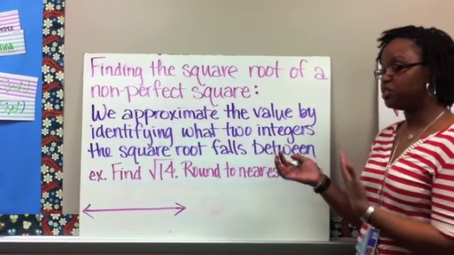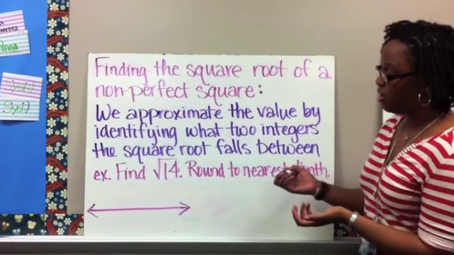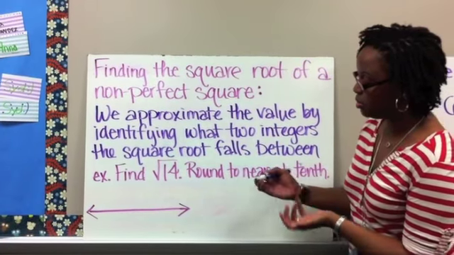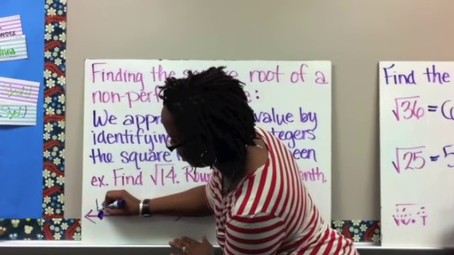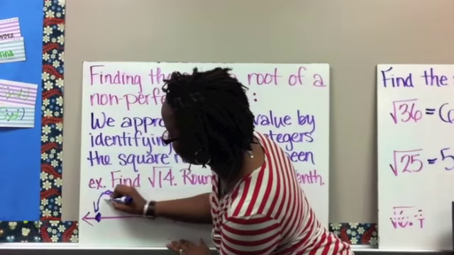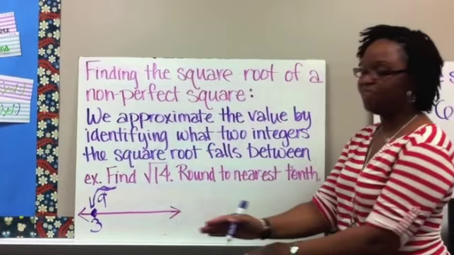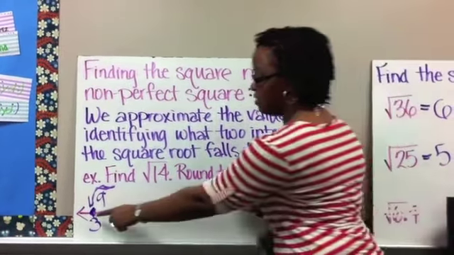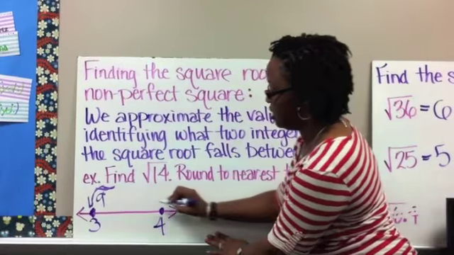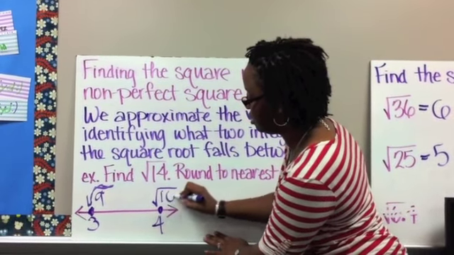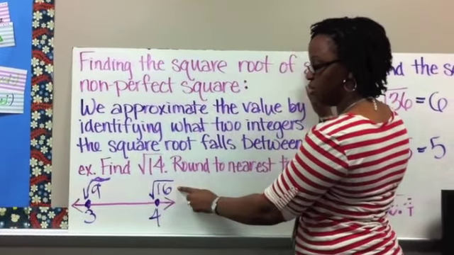So let's think about the perfect squares that I might find on either side of the square root of 14. Okay, I know that the square root of 9 would be on the left side of that. But the square root of 9 equals 3. And if I go to the other side of 14, let me think of the next perfect square. Well, if I look at 4, that would be the square root of 16. So the square root of 14 falls between the square root of 9 and the square root of 16.